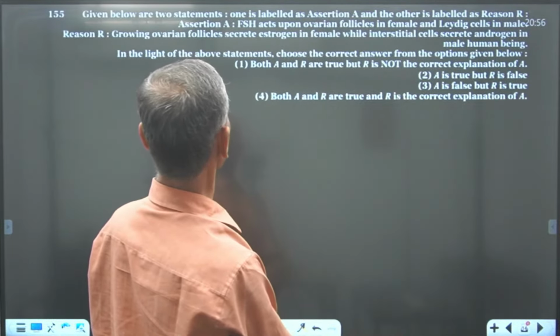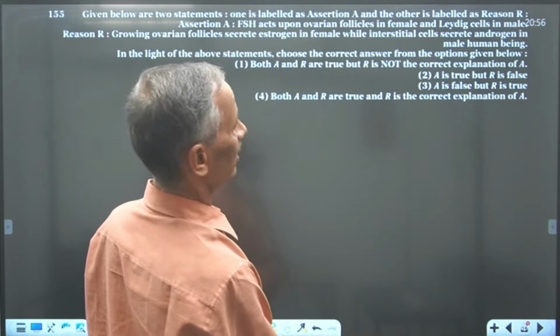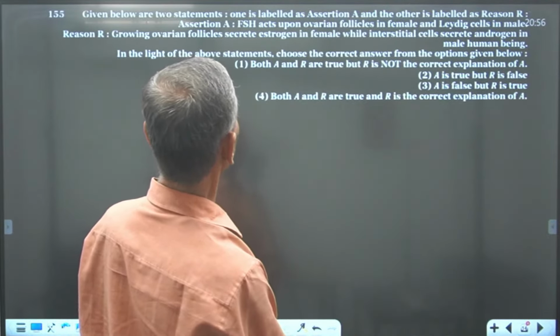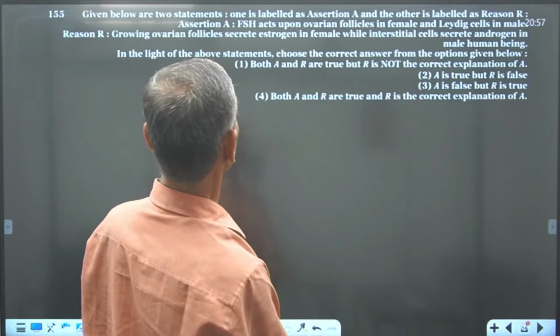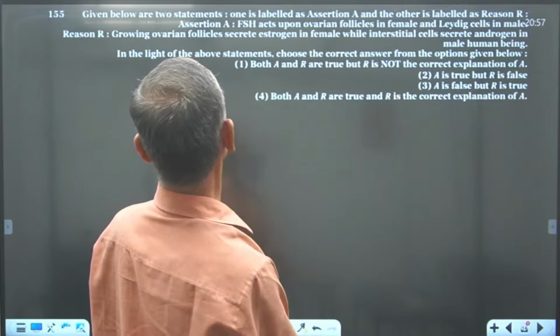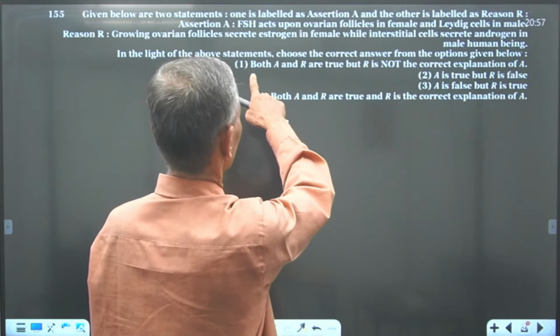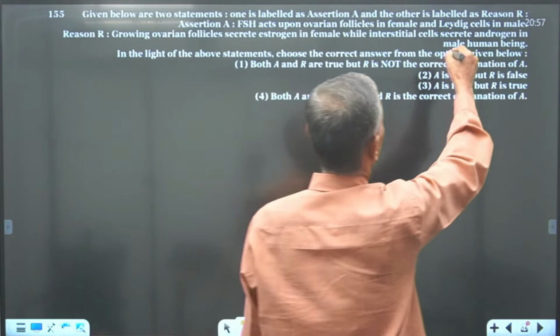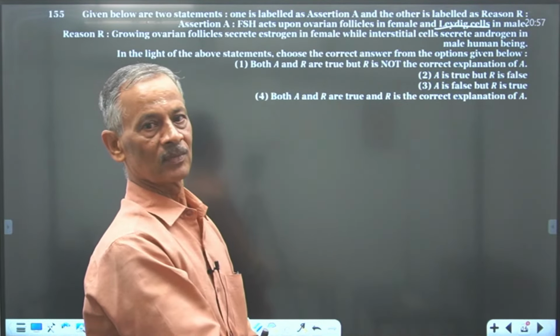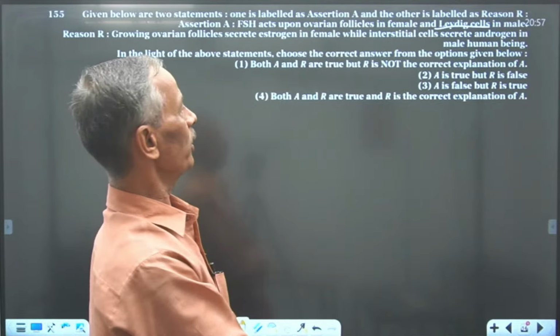Given below are 2 statements. One is labelled assertion and the other reason, an assertion and reason type question. FSH acts on ovarian follicles in females and Leydig cells in males. FSH is acting on Sertoli cells in males. It acts on Sertoli cells.